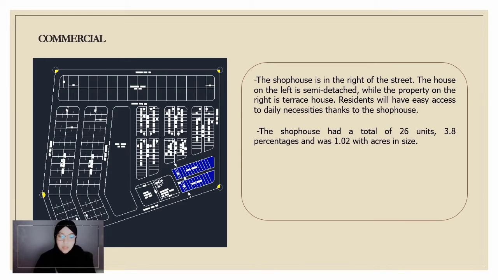So the shop house is on the right of the street. The house on the left is a semi-detached, while the property on the right is a terrace house. So residents will have easier access to daily necessities at the shop house. So the shop house has a total of 26 units, 3.8% and is 1.02 acres in size.